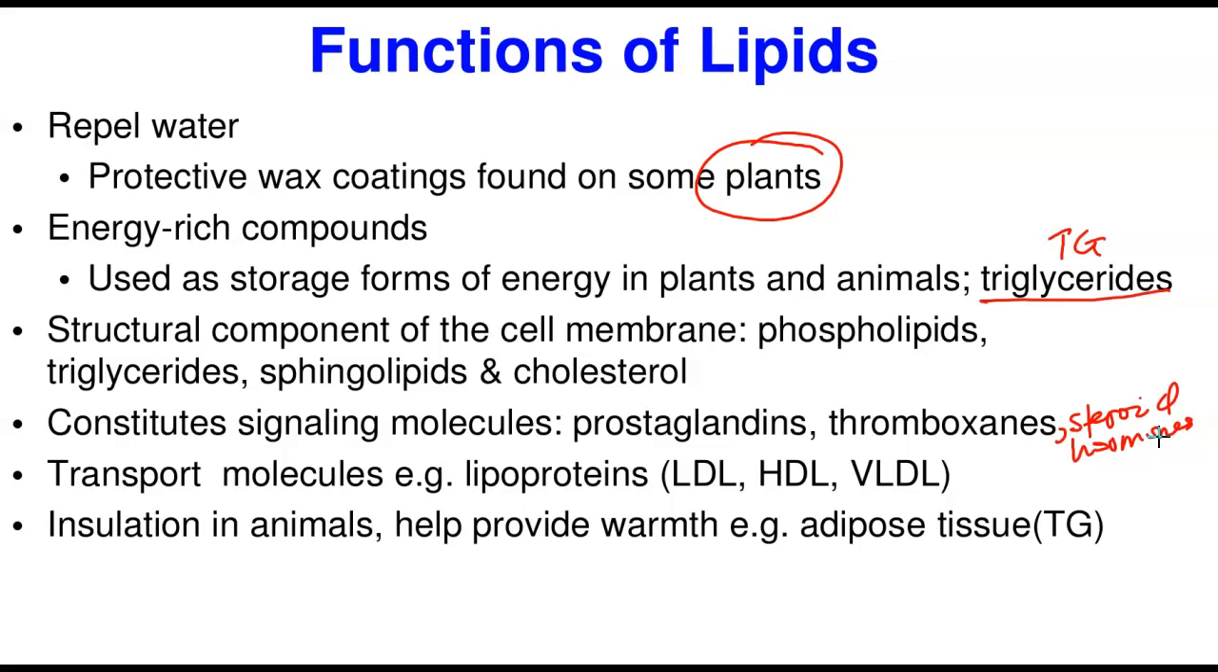All right, and then transport molecules. In transportation, lipids are transported in blood as lipoproteins. And there are different types of lipoproteins: the LDL, the HDL, the VLDL, and the chylomicrons. And finally, they also act as insulation in animals. Of course, they help to provide warmth for the animal, particularly the adipose tissue layer of the skin, and that is an important function of the lipids. And the adipose tissue is actually made up of triglyceride particularly.